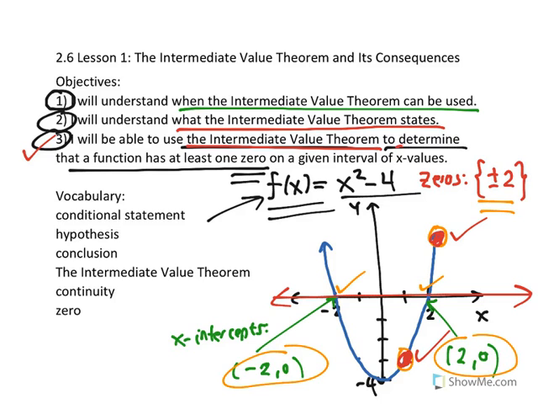You will be able to use the intermediate value theorem to determine that a function has at least one zero on a given interval of x values. So you want to choose an interval of x values so that the output value of the function at a will be negative or positive, and the output value of the function at b would have the opposite sign. So that zero would have to be between those two values, and therefore by the intermediate value theorem there must be an input value between a and b at which the output must be zero, guaranteeing that the function has at least one zero on the given interval of x values.